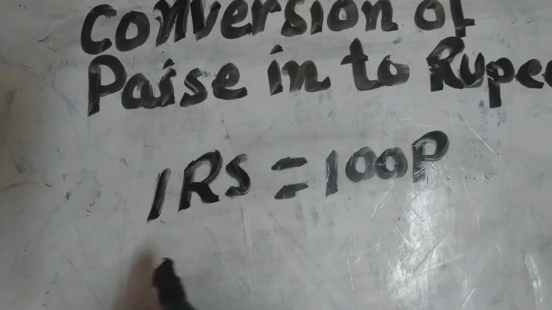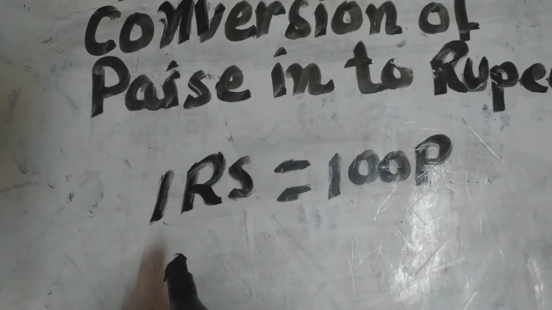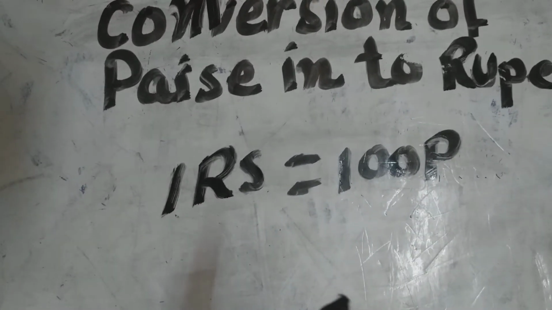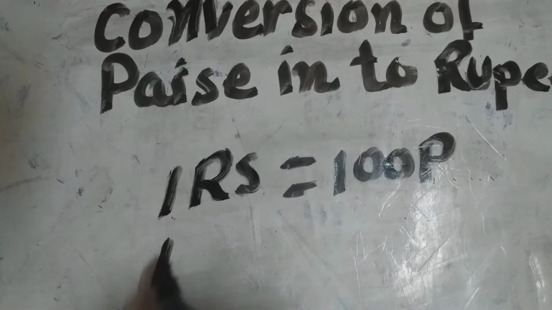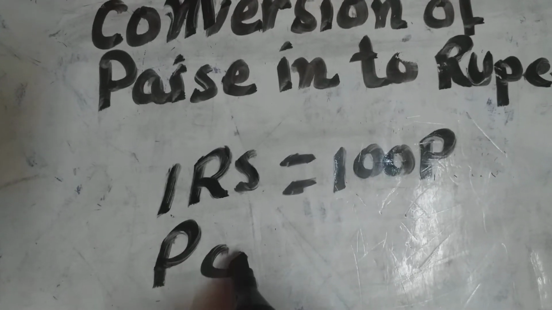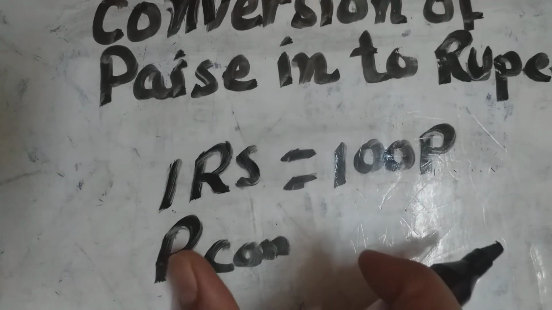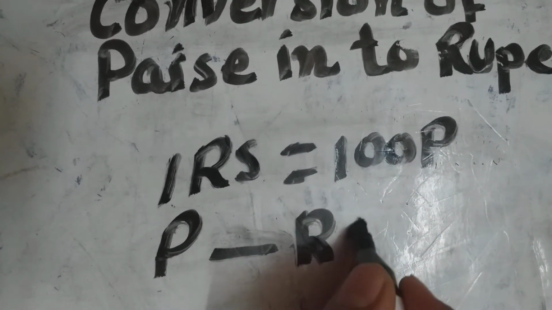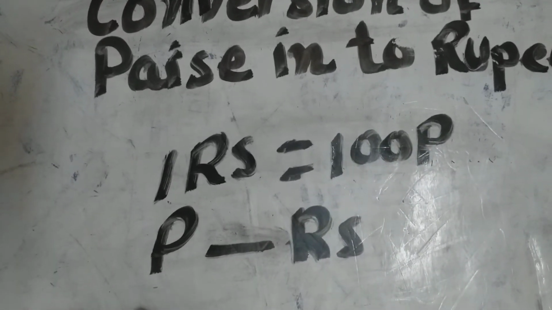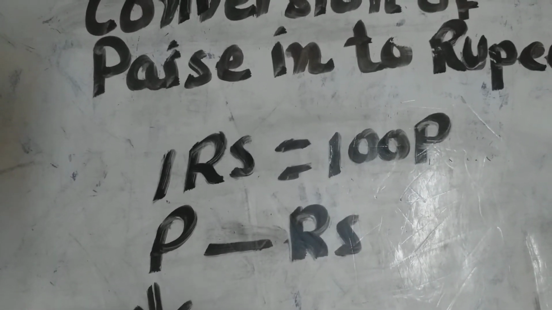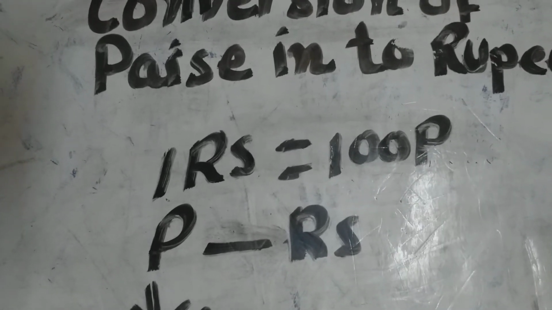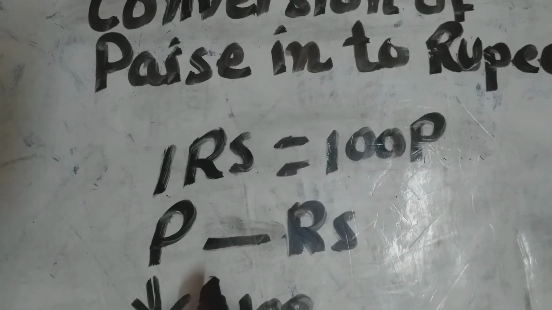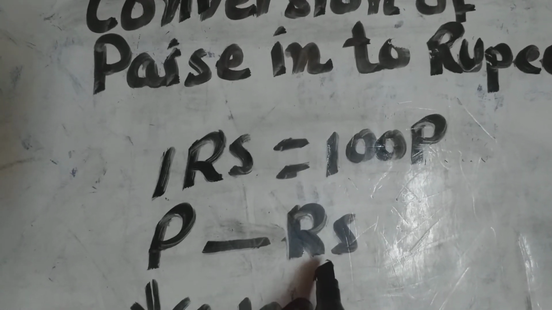Okay, and there are rules here which I would like to tell you about the conversion of rupees into paisa and paisa into rupees. If we want to convert paisa into rupees, then for this we must divide the paisa by 100. Divide the paisa by 100 if we want to convert the paisa into rupees.